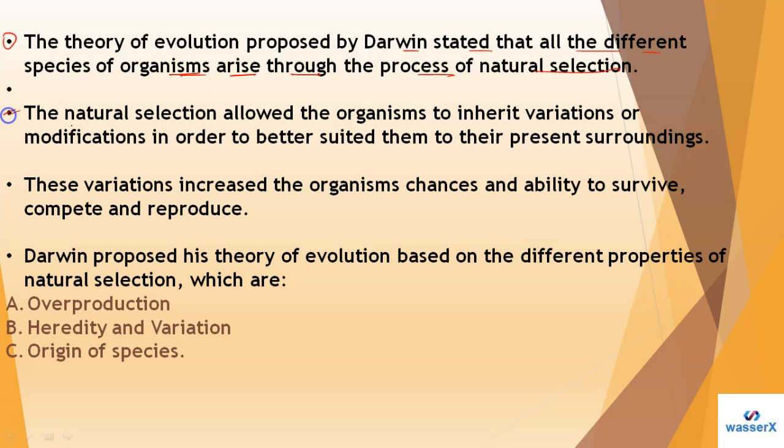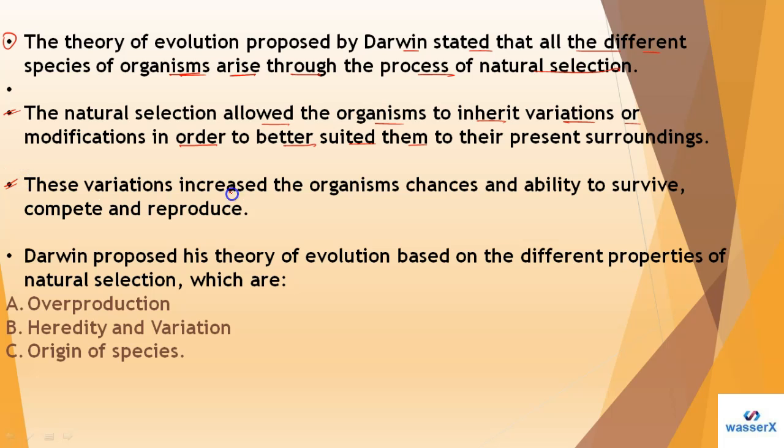The next point we have here: natural selection allowed organisms to inherit variations or modifications in order to be better suited to their surroundings, to survive in their surroundings. That is a very important point, because we know this about natural selection. In this manner we can understand this point. Now we have the next point.